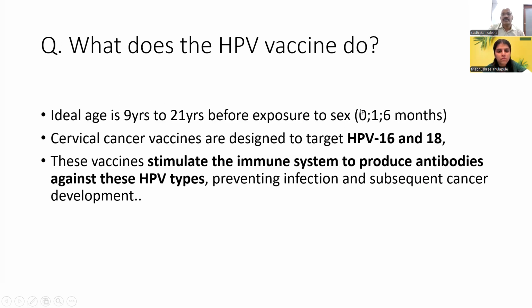The number of vaccines is 3 doses, at 0, 1, and 6. The period between the first and the second vaccine is 1 month, and between the second and the last vaccine is 6 months. The 1 and 6 are the booster doses. After 45 years of age, there is no use of giving the HPV vaccination. So this vaccine will stimulate the immune system to produce antibodies against the HPV types, thereby preventing the HPV infection and subsequent development of cancer.